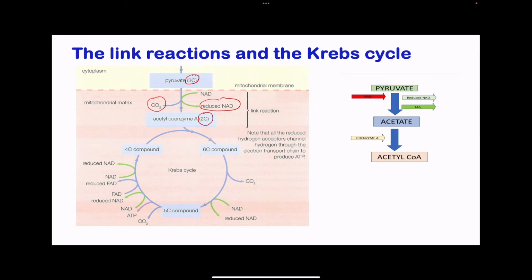So for example, here we have the 6-carbon compound, which is a result of the 4-carbon reacting with the 2-carbon. When the 6-carbon is formed, it loses a carbon dioxide molecule and becomes a 5-carbon compound. This process also involves formation of reduced NAD. Again, we see the 5-carbon is converted into a 4-carbon by the loss of 1 carbon dioxide molecule. But here we produce 2 reduced NADs and 1 reduced FAD, and all these are going to be carried to the electron transport chain.